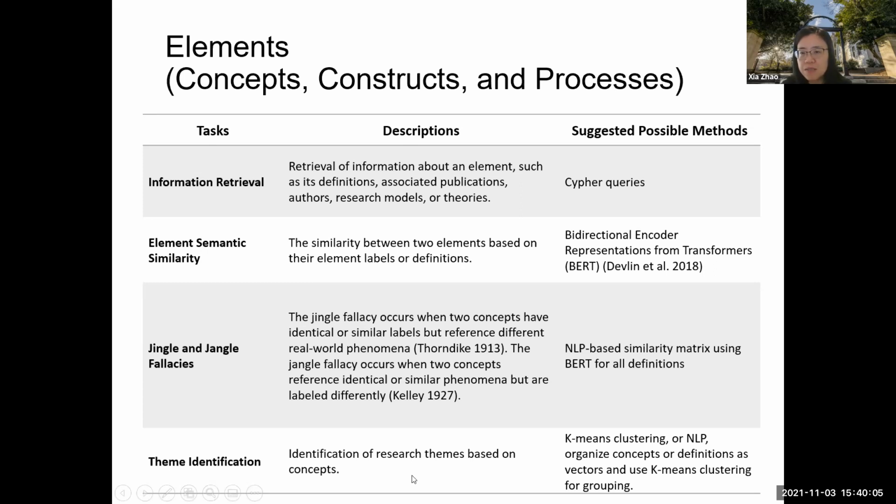We can also analyze the similarity between the elements and group those elements, and then we can identify the research themes. So we can organize the concept definitions as vectors, and using a machine learning method like cluster analysis, group the concepts, and then we can see the different themes in our knowledge network. And over time, we can also see how the themes evolve.